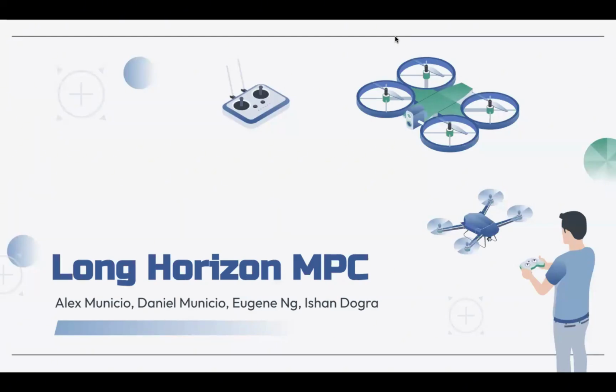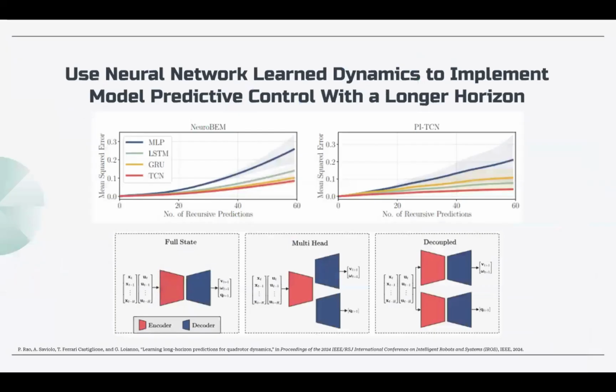This is our presentation on long horizon model predictive control. Our initial goal for the project was to use a neural network to learn the dynamics of a quadcopter, to implement model predictive control with a much longer horizon than usual.